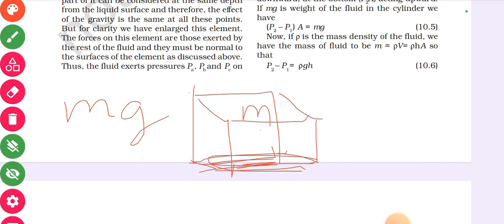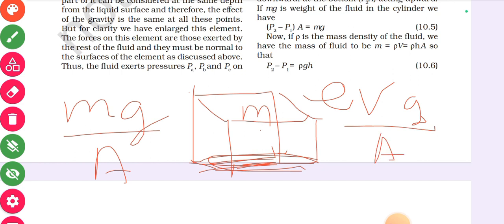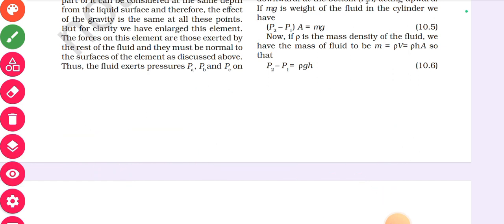If we divide this by the area, we get the pressure, and we can write mass as density into volume. For this cuboidal shape of the water column, volume is area into the height h, so rho into A into h, then g, and we get the pressure as h rho g.